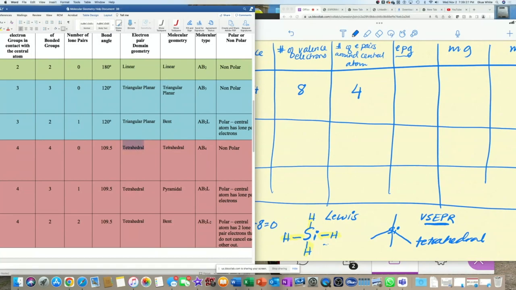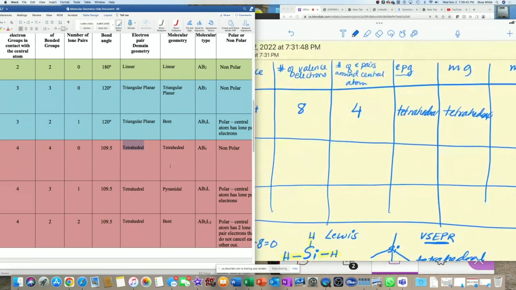And since all four groups are bonded groups and we have no lone pair, the molecular geometry or the shape is also tetrahedral. So right here, tetrahedral, and then tetrahedral here too, because the electron pair geometry in this case matches the molecular geometry. Why? We have no lone pair. The only time the names or the descriptions are different is when we do have lone pairs, like here we have one lone pair, two lone pairs. So you're going to be using different names for the electron pair geometry and molecular geometry.